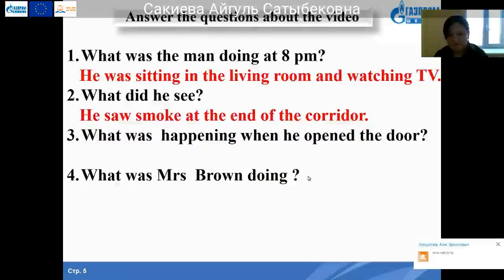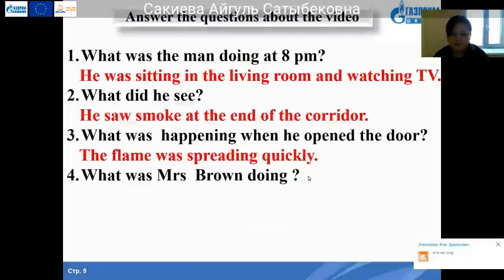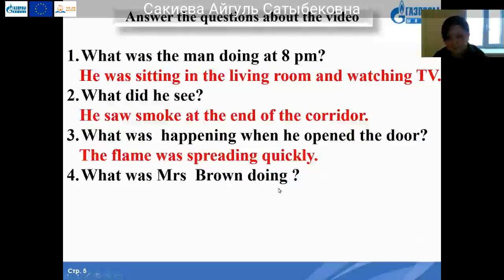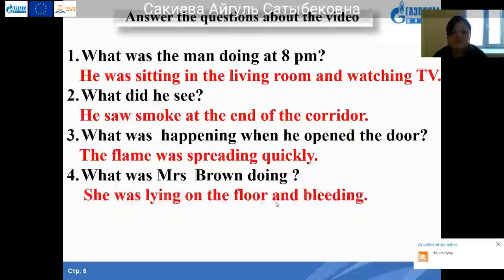Okay. Lying on the floor, let's check. Yes, the flame was spreading quickly, yes? And what was Mrs. Brown doing? What was Mrs. Brown doing? She was lying. Yes, she was lying on the floor and bleeding, right?